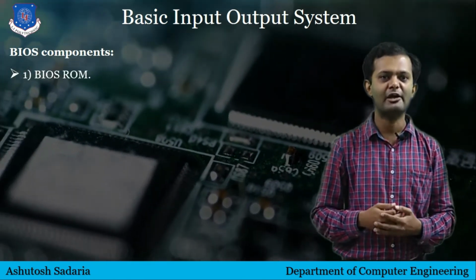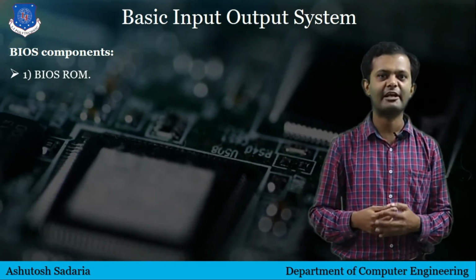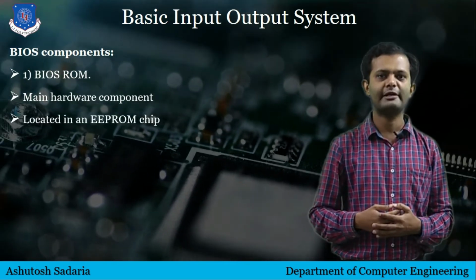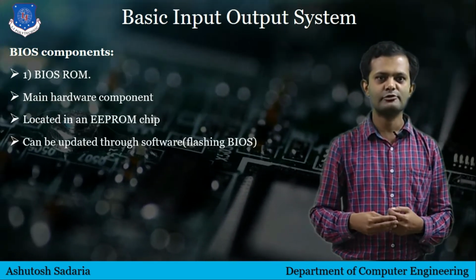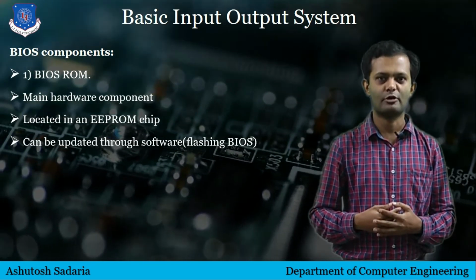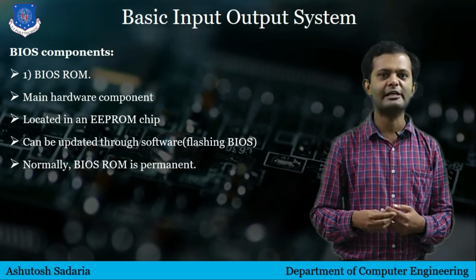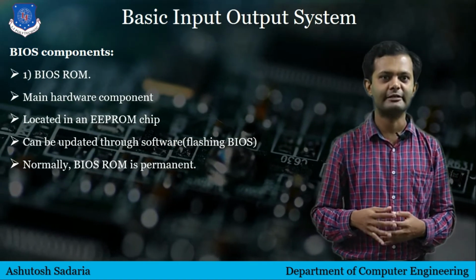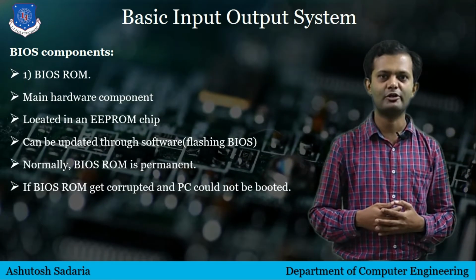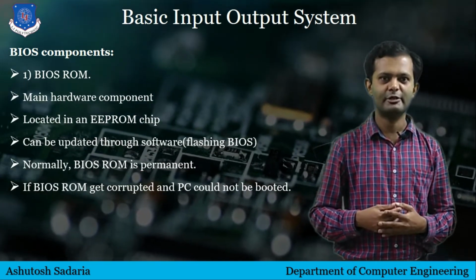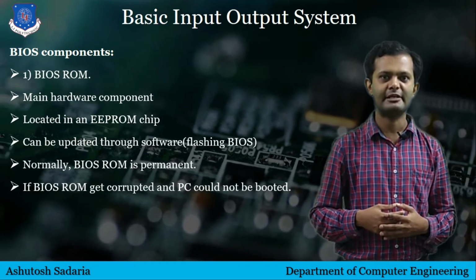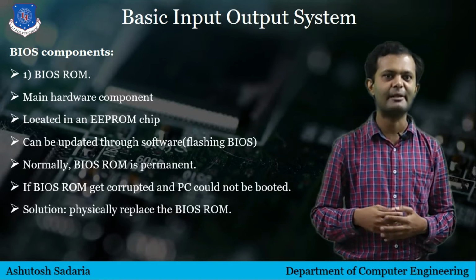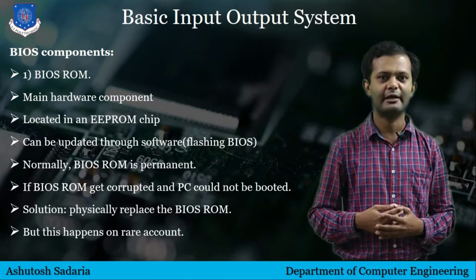The first component of BIOS is BIOS ROM. The main hardware component of system BIOS is the system BIOS ROM itself. This is normally located in an EEPROM chip, which allows it to be updated through system software control. This process is commonly called flashing BIOS. Under normal scenarios, the BIOS ROM is permanent. If for some reason BIOS ROM were to become corrupted, for example, you might find your computer left in a state where it could not be booted. In this situation, you might have to physically replace the BIOS ROM, but this happens on rare occasions.